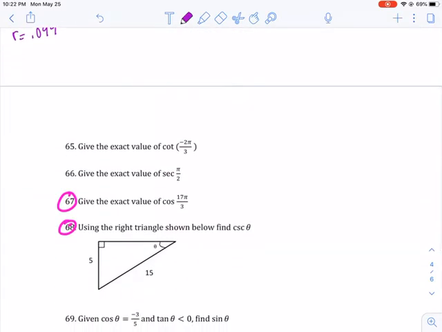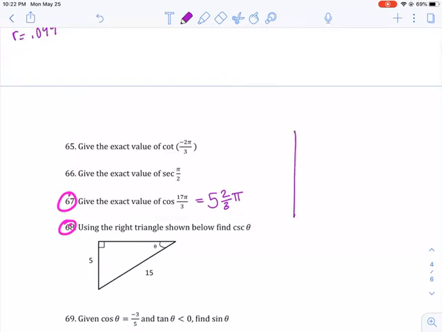Okay. All right, 67. So we're going to need a unit circle. 17 pi over 3, which of course is not on the unit circle because it's too big. So you want to find a coterminal angle or figure out what that's equal to. 17 thirds. Well, 3 goes into 17 5 times, which is 15 and 2 thirds.